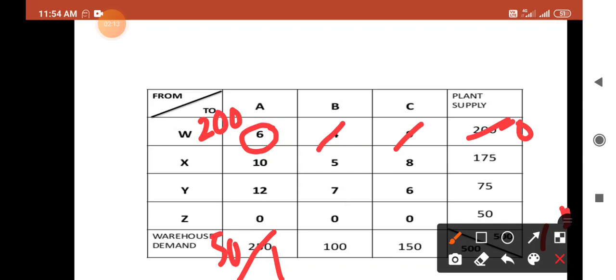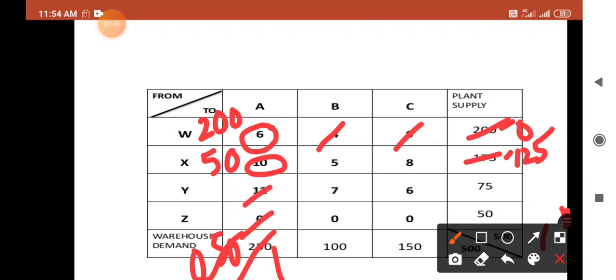Now the next northwest corner cell is 10. We select it and we allocate. Here the A column has 50 and the X row has 175. Supply capacity is 175 and the balance remaining to be satisfied is 50. So we allocate the minimum, 50, here. So 50 minus 50 is 0, and 175 minus 50 is 125. A column becomes 0, and these elements are cancelled.